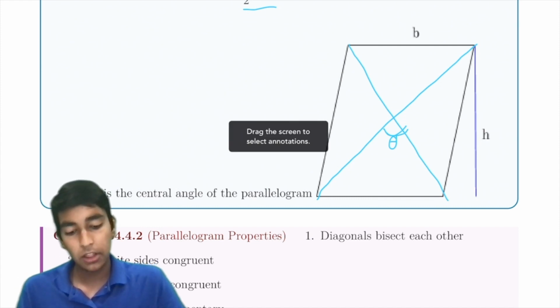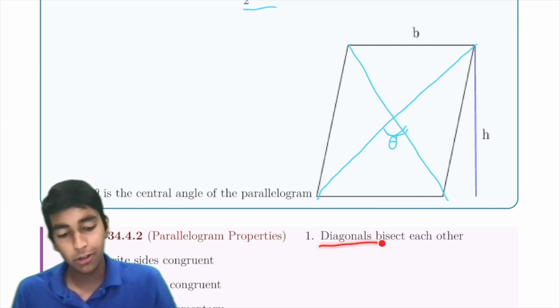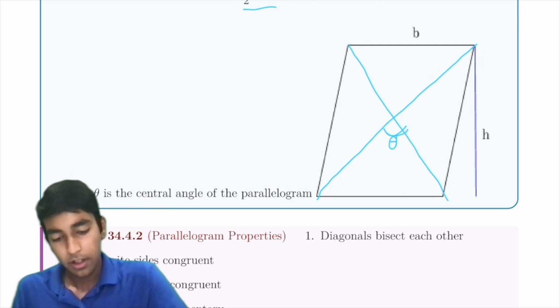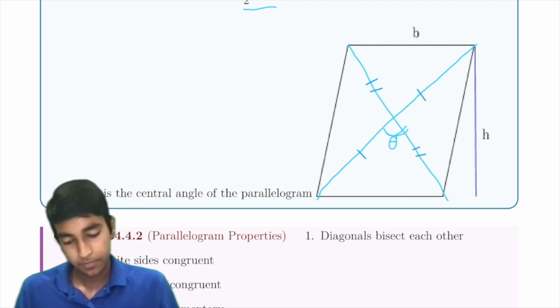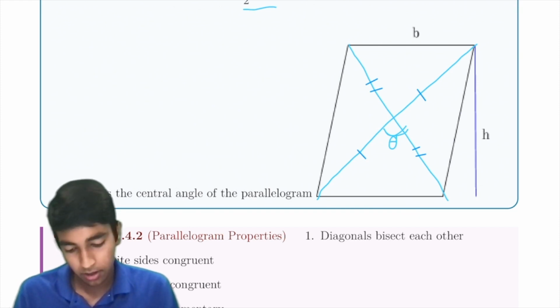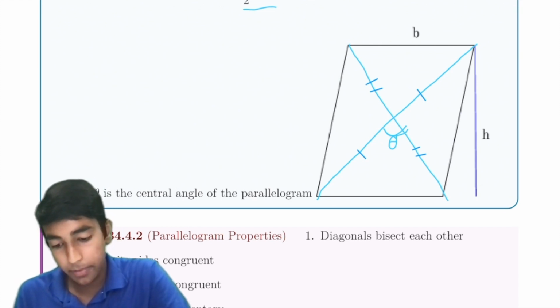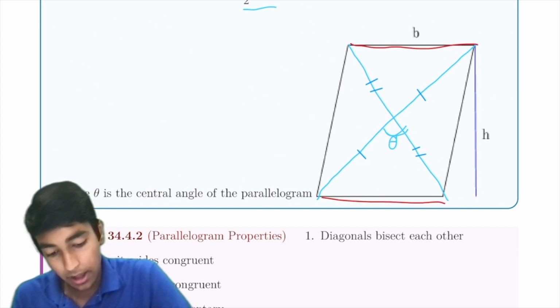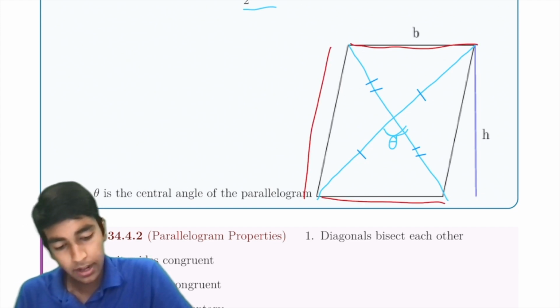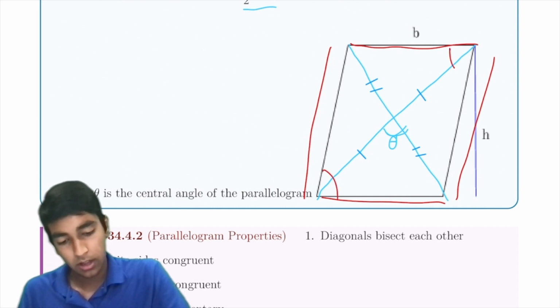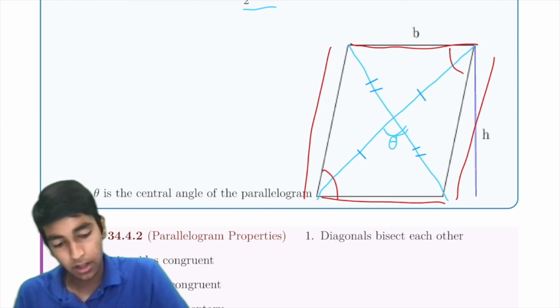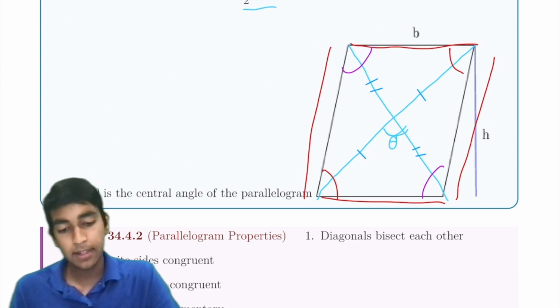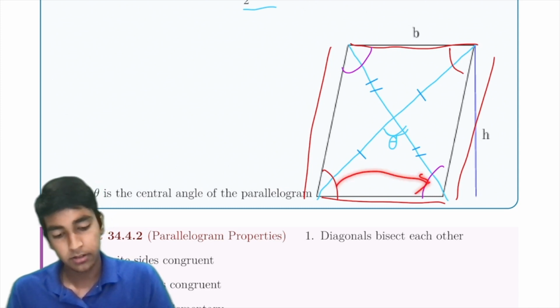So some important parallelogram properties are that the diagonals bisect each other. So this is equal to this, and this is equal to this. Opposite angles are congruent, and opposite sides are congruent. So this side is equal to this side, and this side is equal to this side, and opposite angles, so these angles are equal, and these angles are equal as well. And these base angles are going to be supplementary.